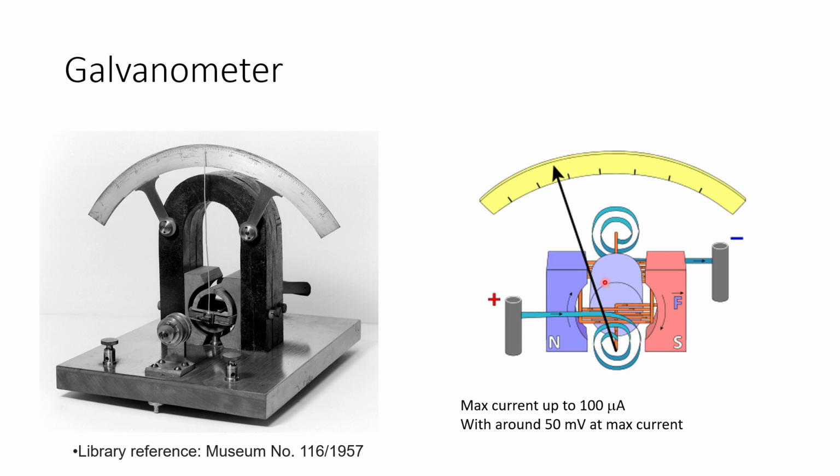the galvanometer. However, the galvanometer usually withstands a current of only up to 100 microamperes, allowing only around 50 millivolts at maximum current. So these don't work very well as a voltmeter or ammeter, and they need some modification in order to stand as an actual multimeter.